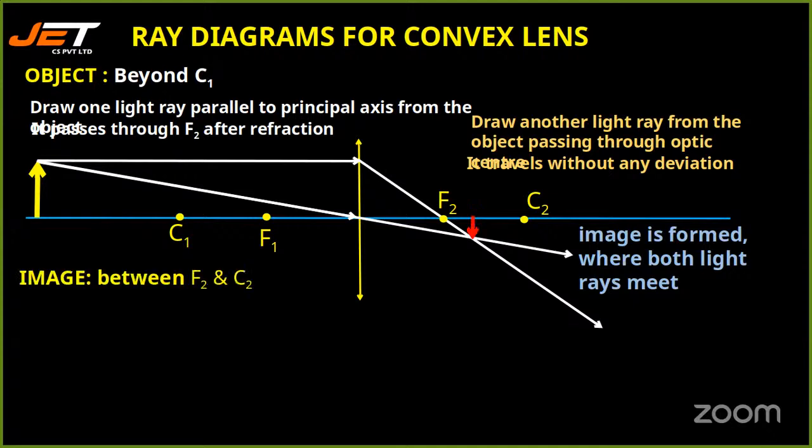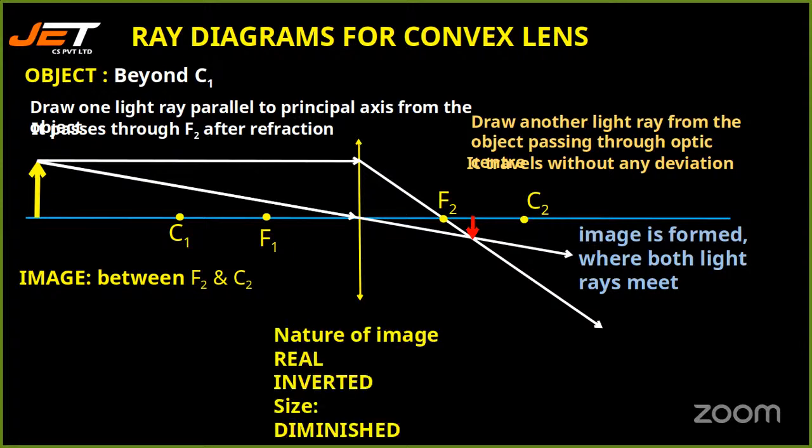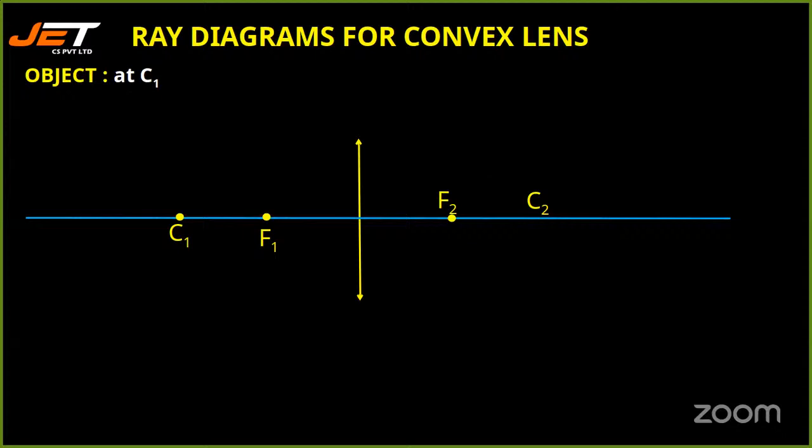So the image will be between F2 and C2. All you have to remember, and when you are taking notes, you can write it as, if the object is placed beyond C1, the image will be formed between F2 and C2. And the nature of the image will be real, it will be inverted, and the size of the image will be diminished. Now, if the object is at C1 point, then what happens?